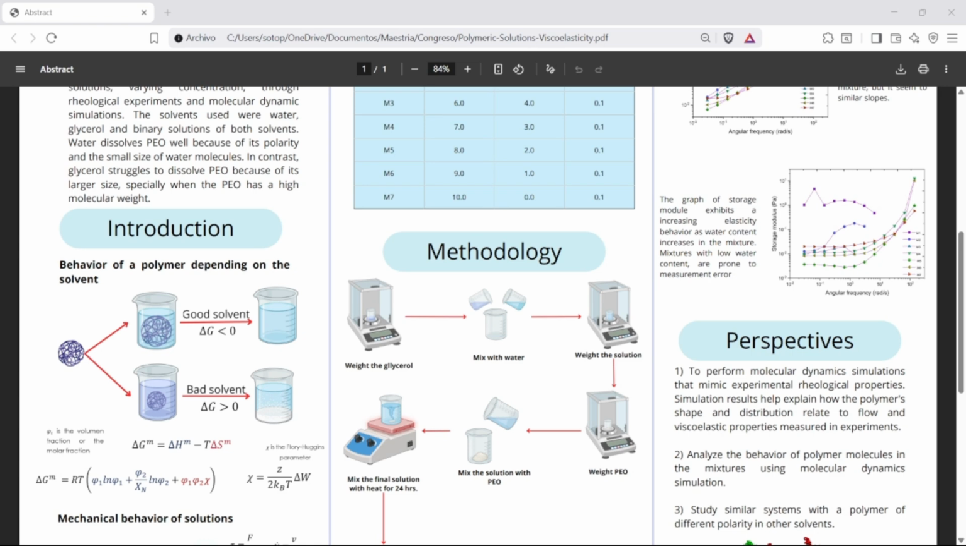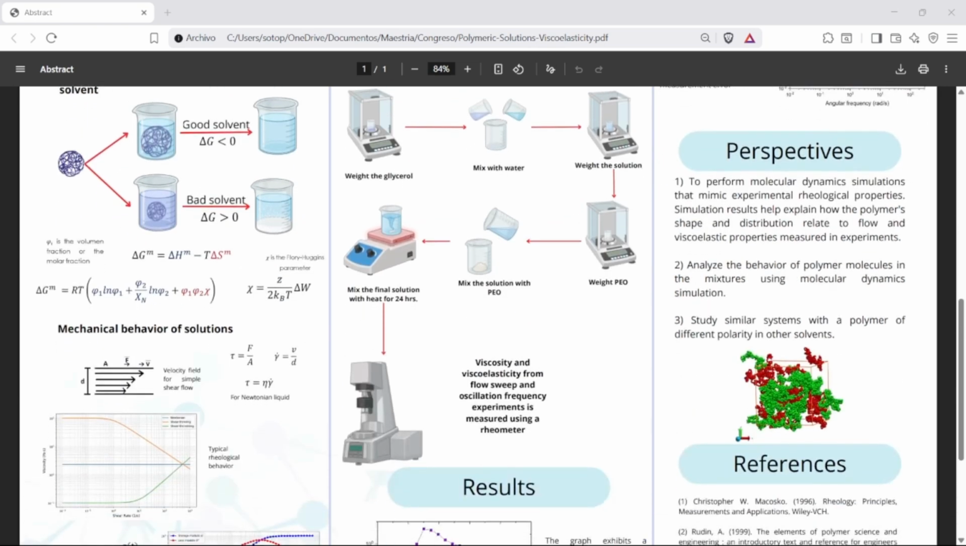The polymer's behavior can be analyzed using the Gibbs free energy equation. If the Gibbs free energy is less than zero, the mixture is favorable. If greater, the mixture is unfavorable and precipitation may occur. The Gibbs free energy equation incorporates enthalpy and entropy terms. Using the Flory-Huggins theory, we can express the Gibbs free energy of a polymer-solvent mixture in terms of the volume fraction of the polymer and solvent, as well as the Flory-Huggins parameter.